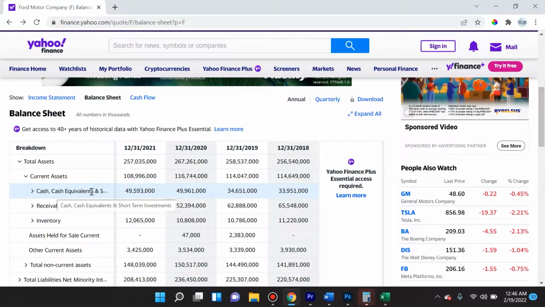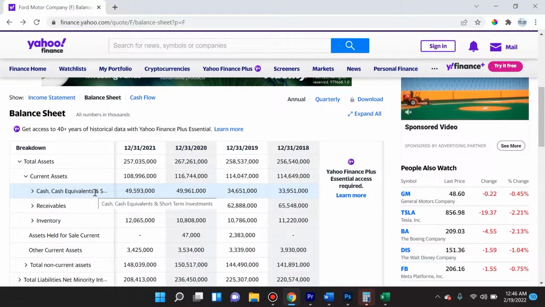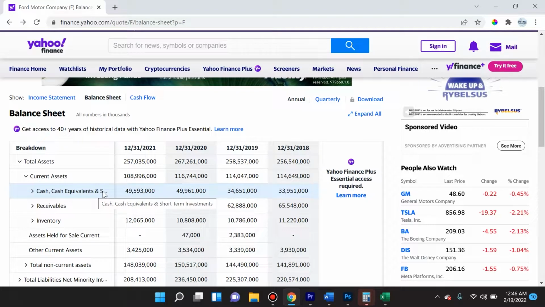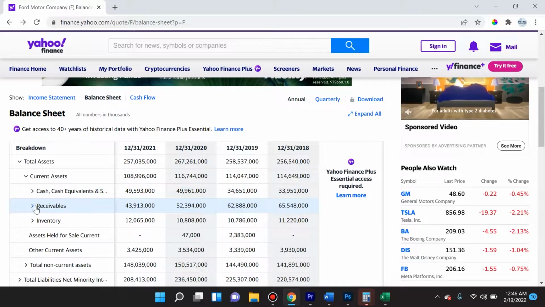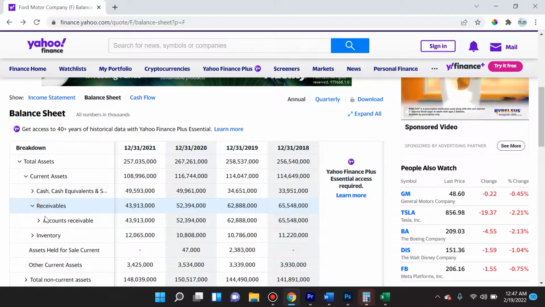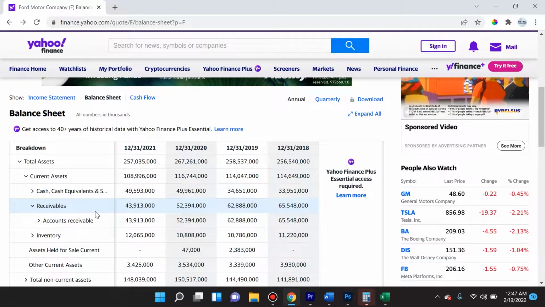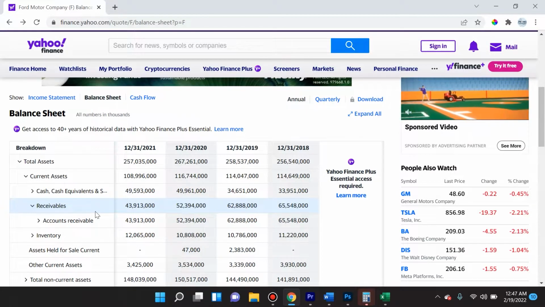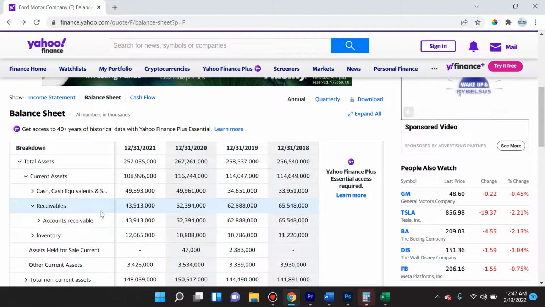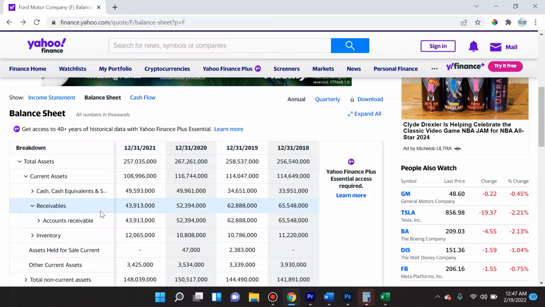So cash equivalent and short-term investments is $49,593 million. This is, according to Ford, their most liquid asset, which makes sense. It's cash and cash equivalent. The next most liquid asset that they list is receivables. Now, what is accounts receivable? Well, maybe people purchased a lot of cars, but they purchased them on credit. Maybe the partners of Ford purchased certain things from Ford on credit. This is work or services done that's been completed, sold, and invoiced for, and now they're waiting to receive these invoices. But always take this number with a grain of salt.